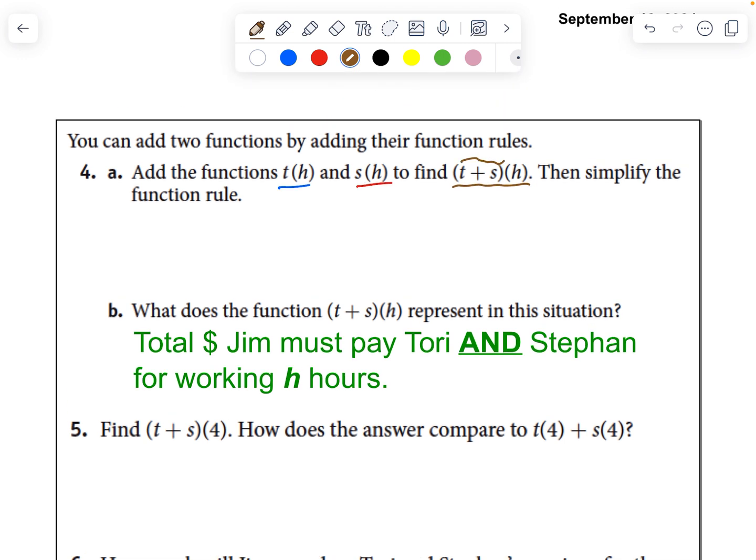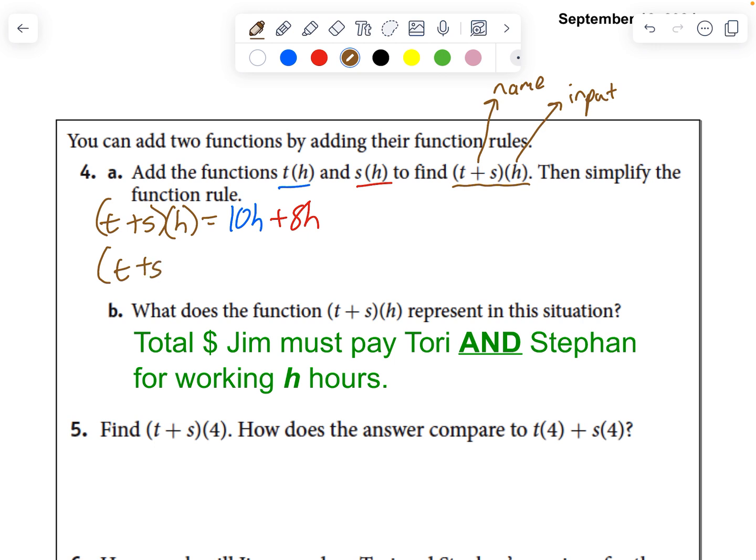So remember, this t plus s part, that's just the name of the function, right? The h is still the input, what's going into the function, all right? So here's what we get: t plus s of h. That's the new function we're trying to create. That's made up of the t of h, which was 10h, looking back at the last slide, plus the s of h, which was 8h. So adding those together, 10h and 8h are like terms, so we get 18h. And that is a brand new function.